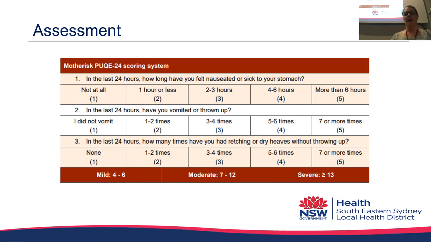I would also recommend including weight loss and hydration status when making this assessment. The PUQE-24 is a validated scoring system to classify the severity of nausea and vomiting in pregnancy over a 24-hour period, with 3 questions relating to the duration of nausea, frequency of vomiting, and dry retching symptoms.